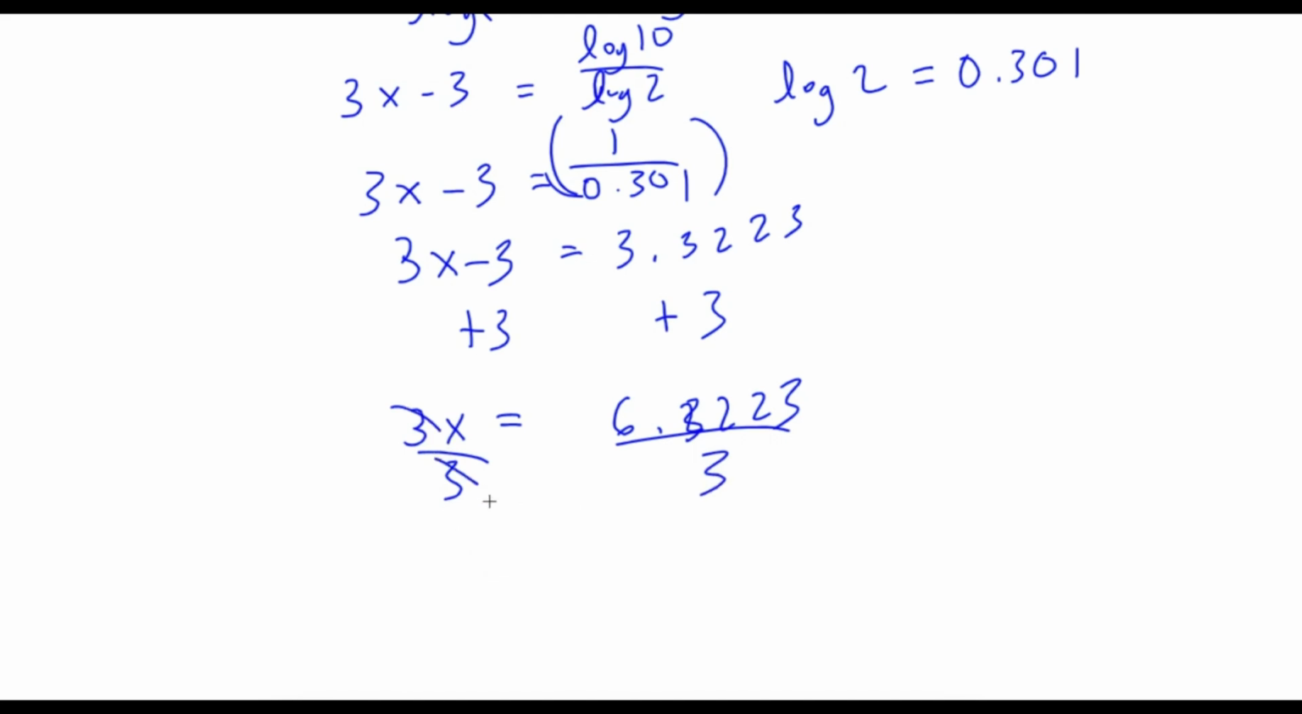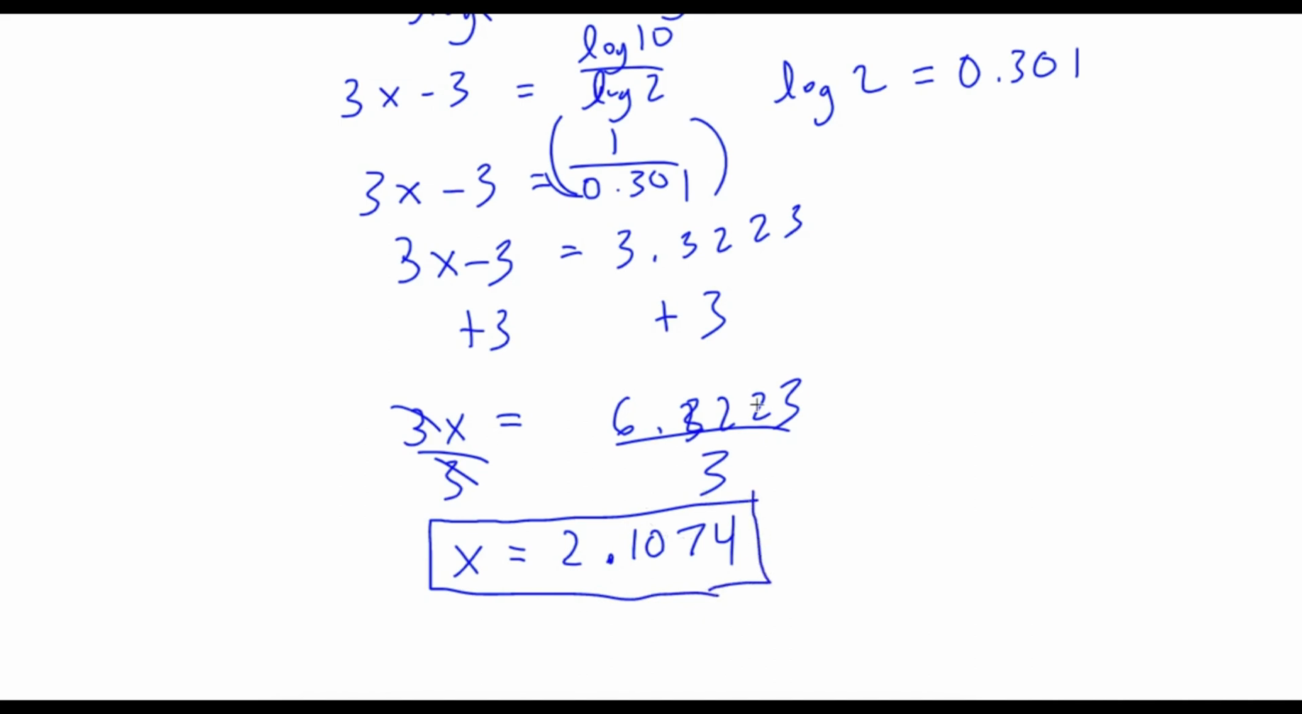These two would cancel out, and I would be left with x is equal to 6.3223 divided by 3, which is equal to approximately 2.1074. So x is equal to 2.1074.